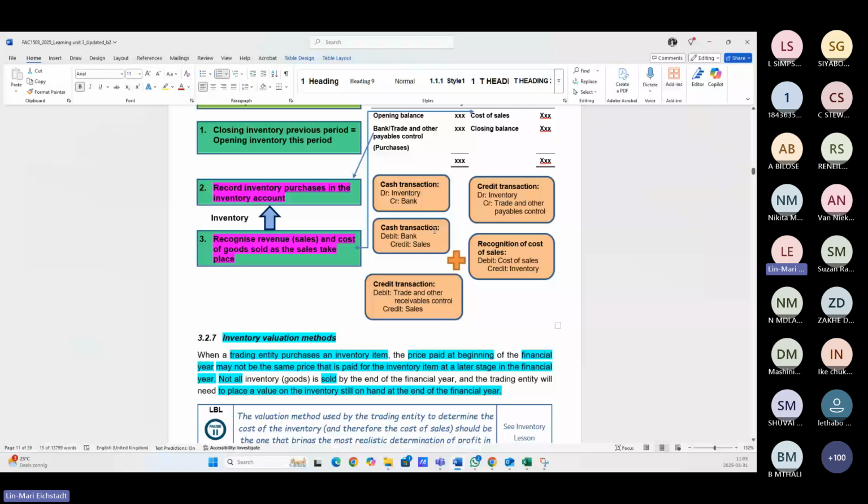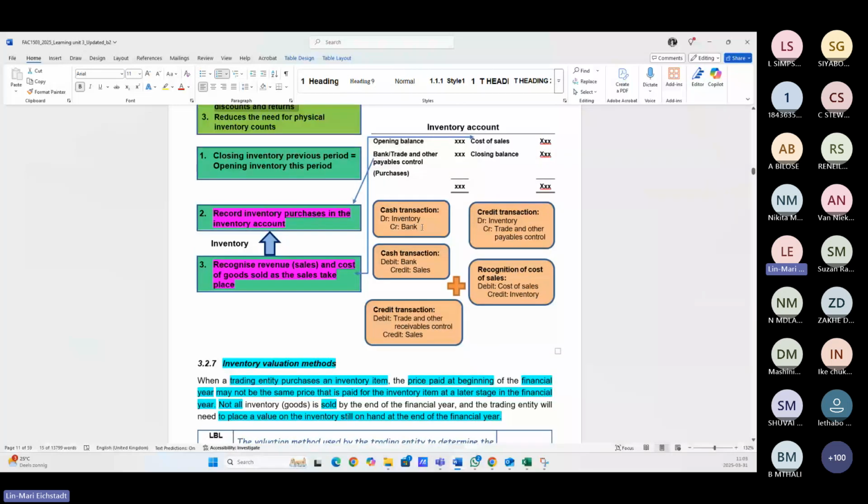Then we've got our cash transactions, right? So this is when you purchase inventory, you would make your inventory more and you would make your bank less. And then the opposite is true. When you get cash in, you increase your bank and you also increase your sales. There's also credit transactions, similar to what we did for the periodic one. When you increase your inventory but you don't pay cash now, you'll pay cash later.